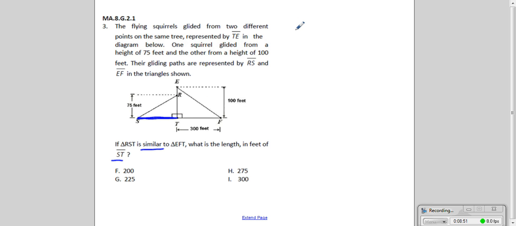And I can set up a relationship that says that RT, which is this segment here, and ET, which is this segment here, should be the same. But the way that we've been practicing is that we say RT over ST, because it's very easy to see that those are from the same triangle. So that's from the small. Should be equal to the same as RT is ET over TF.